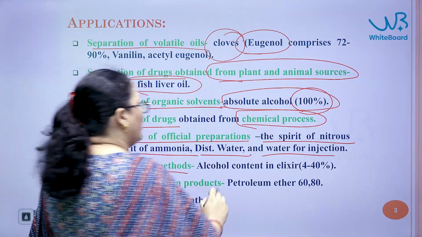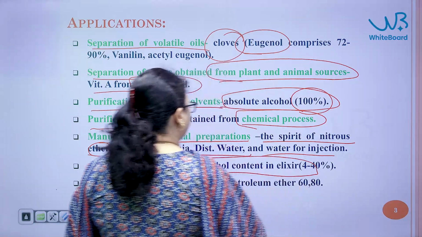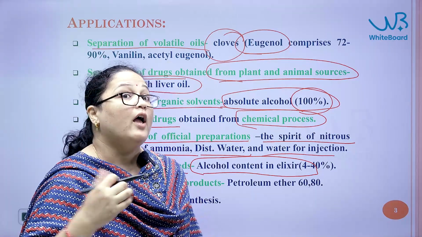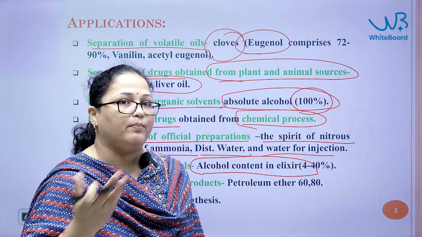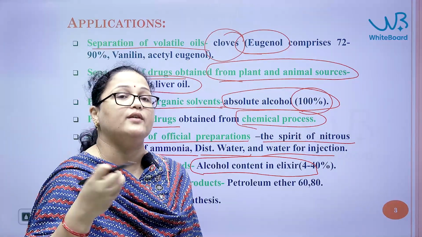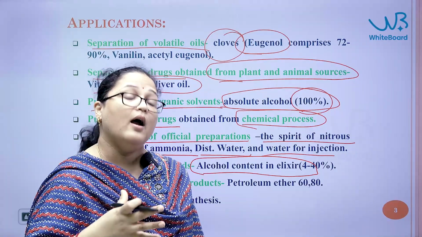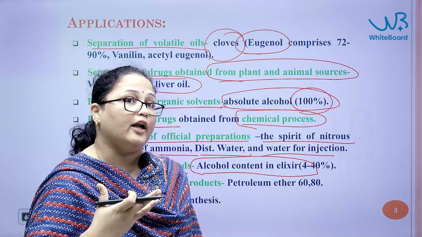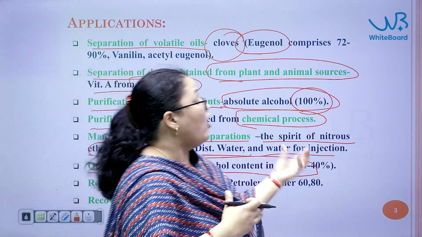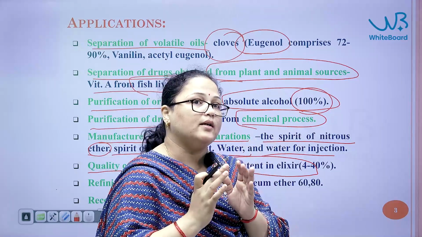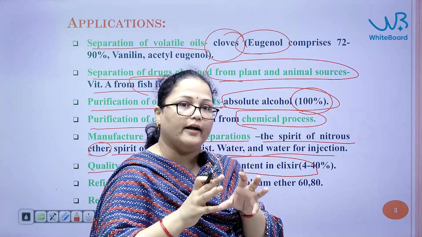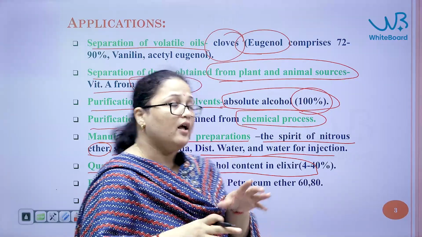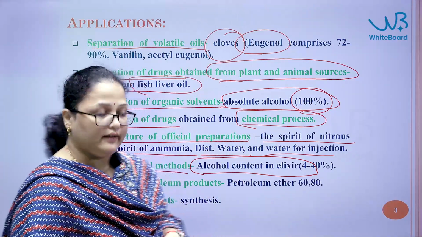For example, if you want to determine the alcohol content in the elixir. Coming to the elixir, it is one of the liquid dosage forms, which is a hydroalcoholic preparation. If you see the definition of the elixir, it is hydroalcoholic, means it contains alcohol as well as water, but the alcohol content will be more. If you see, they have indicated 40% of alcohol will be present in this elixir. Okay, so if you want to measure how much percentage of alcohol is present in elixir, then you can also use the distillation technique.